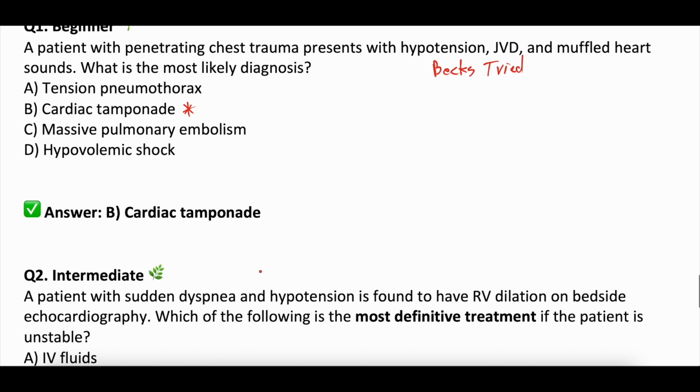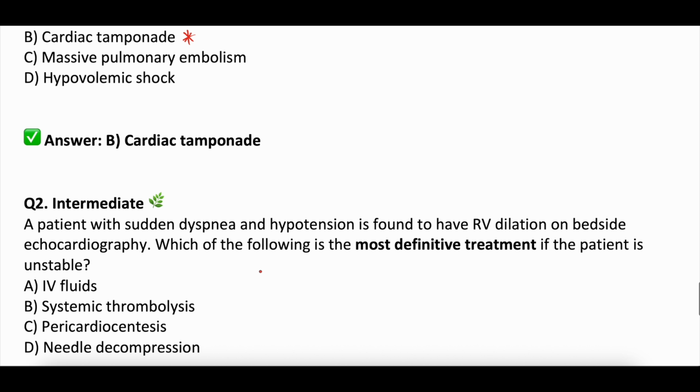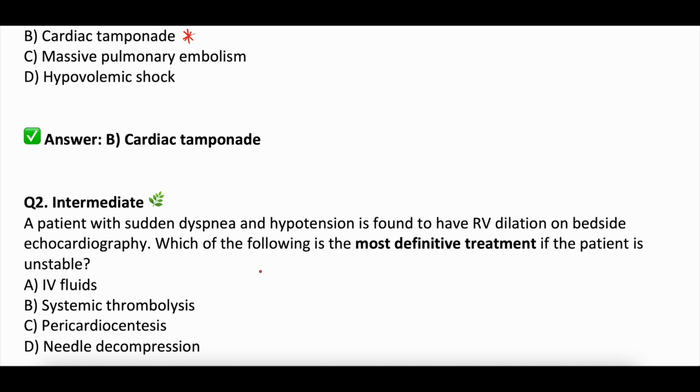Question number 2, intermediate. A patient with sudden dyspnea and hypotension is found to have RV dilation on bedside echocardiography.